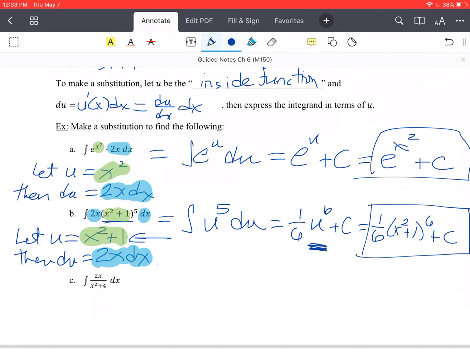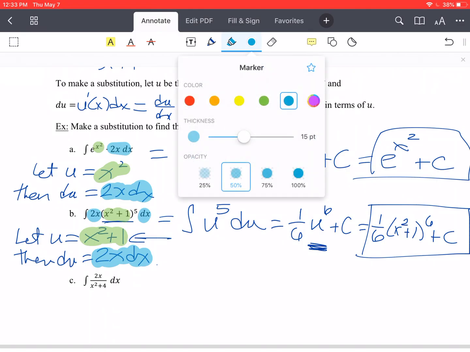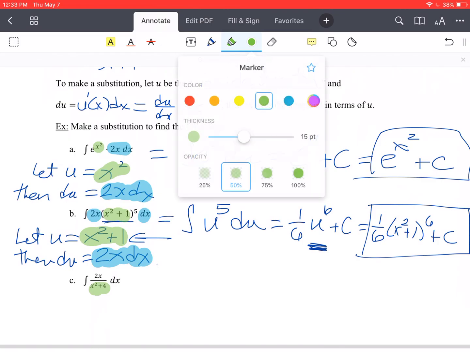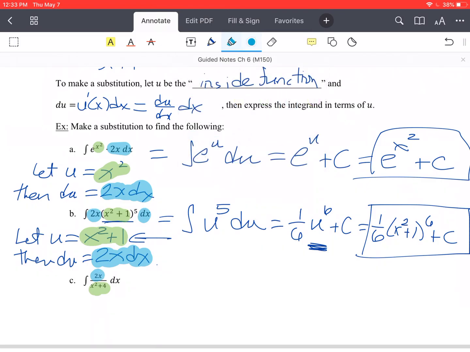Okay, and then the last one. The fractions can be a little harder for identifying inside versus outside function, but when you're looking at it, just notice that the derivative of x squared plus 4 is 2x, so that might be a good indicator of which one is which. And if you pick the wrong u value, that's okay. It may not work out, but then just go back and try a different one. Okay, so there is a bit of trial and error in this process.